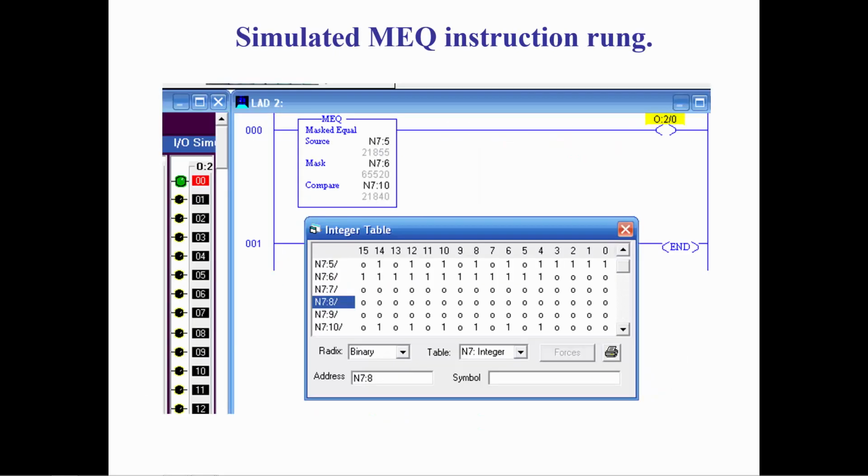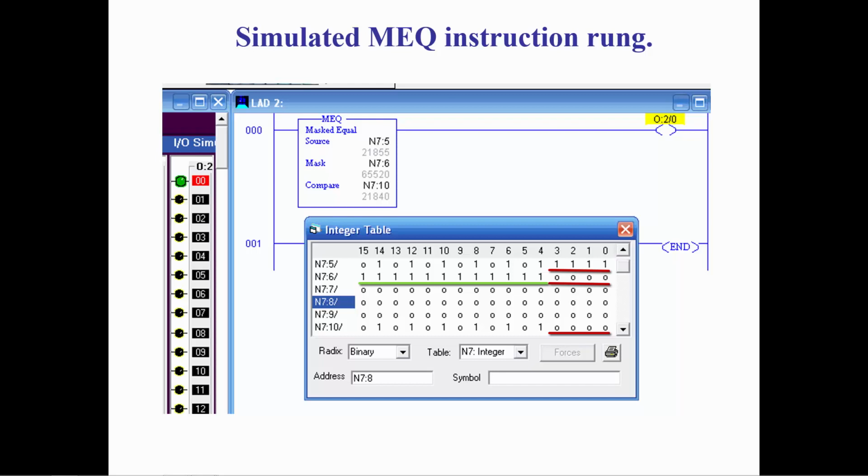There are no other conditional inputs on the rung with the mask equal, so when the MEQ is true, the output O:2/0 will be on. The mask has a decimal value of 65,520. It is much easier to see the effect of the mask by looking at the binary representation in the integer table.